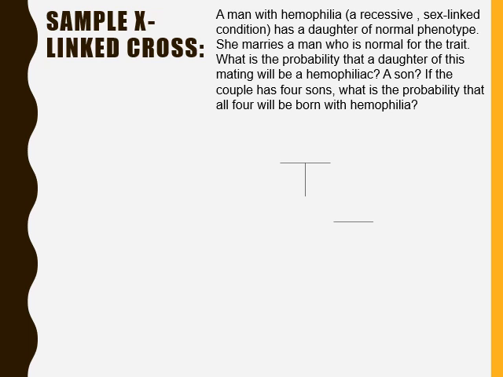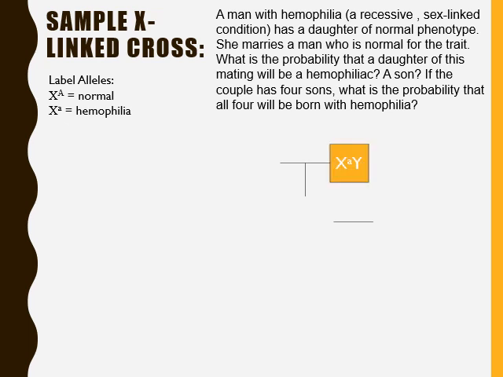So a man with hemophilia, a recessive sex-linked condition. So he has hemophilia. First what we have to do is define our alleles. That's always the first step, define the alleles. X big A is normal. X little a means you have hemophilia. If you have an X big A, you are normal. So, we have a man with hemophilia. He's a man, which means we automatically know that he has an X and a Y chromosome. He has hemophilia. That means he has an X little a and a Y chromosome.